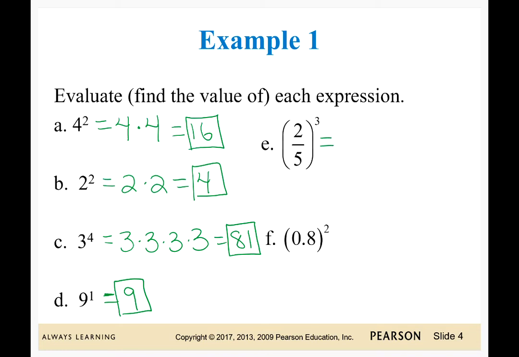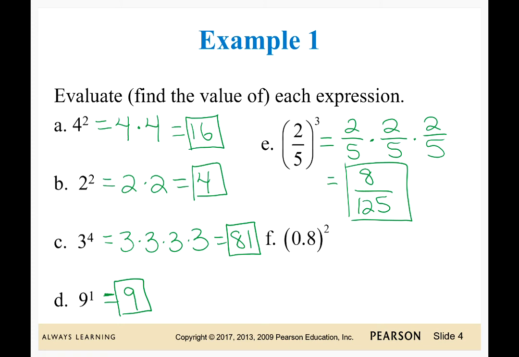Even if your base is a fraction like it is in example E, you're going to do the same thing. Your base is 2/5. So this is going to be 2/5 times 2/5 times 2/5, just like if the base was a whole number. And we know from section 1.3 that when we're multiplying fractions, we should first see if we can simplify, which we cannot because we have just factors of 2 in our numerator, and just factors of 5 in our denominator. So there's nothing that will divide out. So we're just going to multiply our numerators. 2 times 2 times 2 is 8. And then 5 times 5 times 5 is 125. So there is my final answer, 8 over 125.